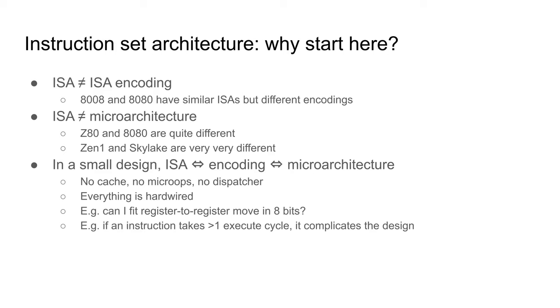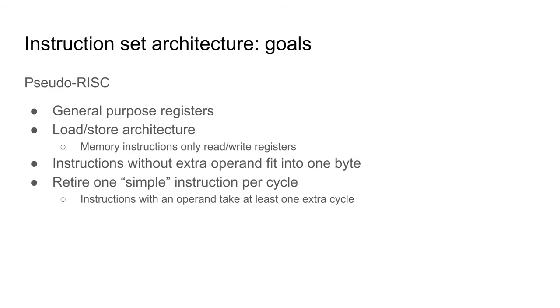There is no cache, no decoding to microops, no dispatcher scheduling work for disparate compute units. Everything will be pretty much hardwired. More important questions will be things like, can I implement a register-to-register move in a single 8-bit opcode? Or what happens when an instruction takes more than one cycle to execute? Okay, so my goal is to take inspiration from the RISC philosophy. RISC and CISC arguments are pretty much nullified by modern superscalar out-of-order designs, but at this end of the design spectrum, RISC can simplify some aspects and complicate others.